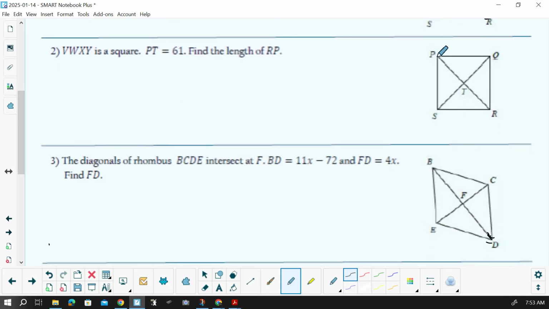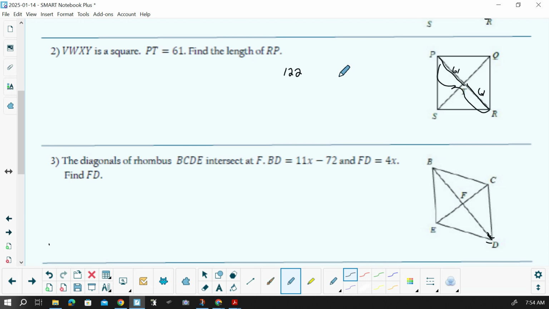Question number 2. PT equals 61. Okay, now this time it's giving me just this half piece. Well, if this is 61, this side would also be 61. The question says find RP. RP is this whole segment. 61 plus 61 is 122.